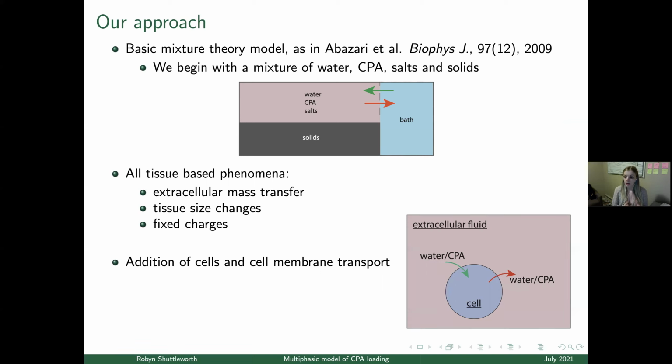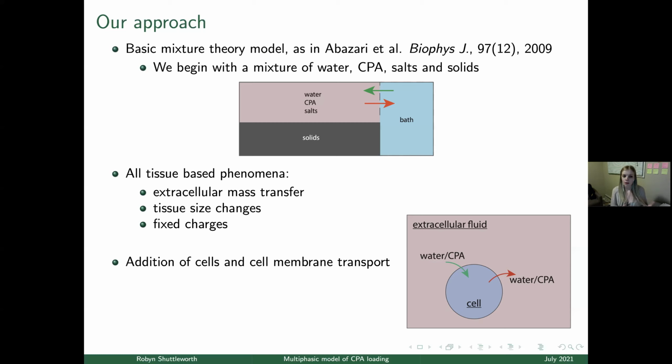So that's going to be our extension to the current model that Abazari developed for articular cartilage. Articular cartilage has very low cell density, which was why cells were initially excluded from this model. However, we want to expand this model to be adaptable to any type of tissue, and that means we have to have cells included in this new tissue model.